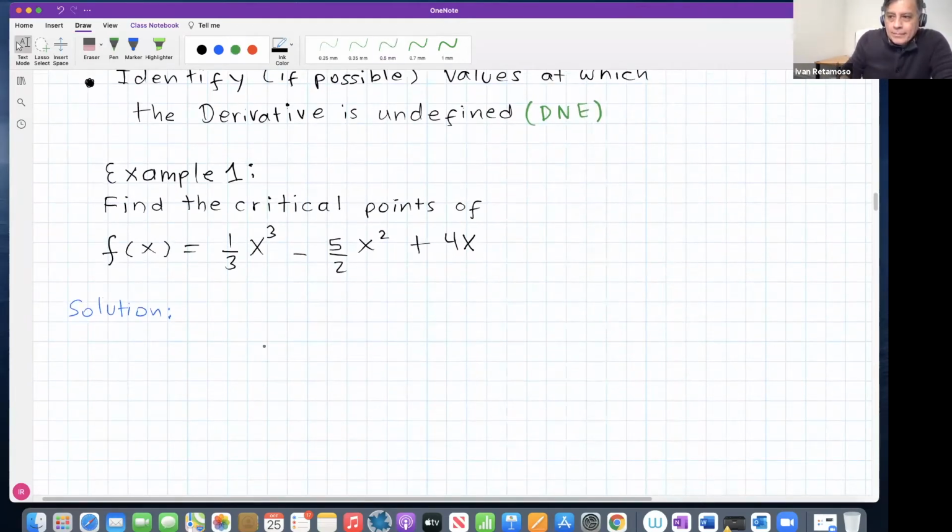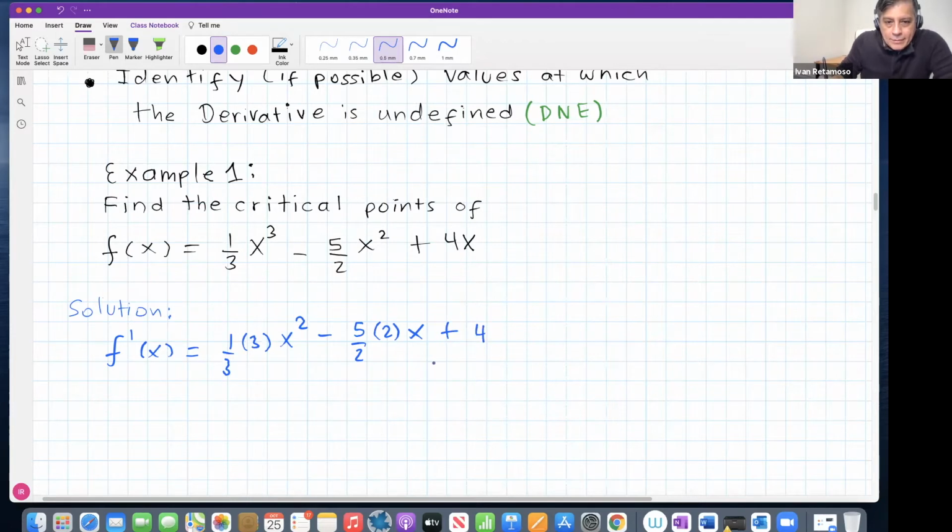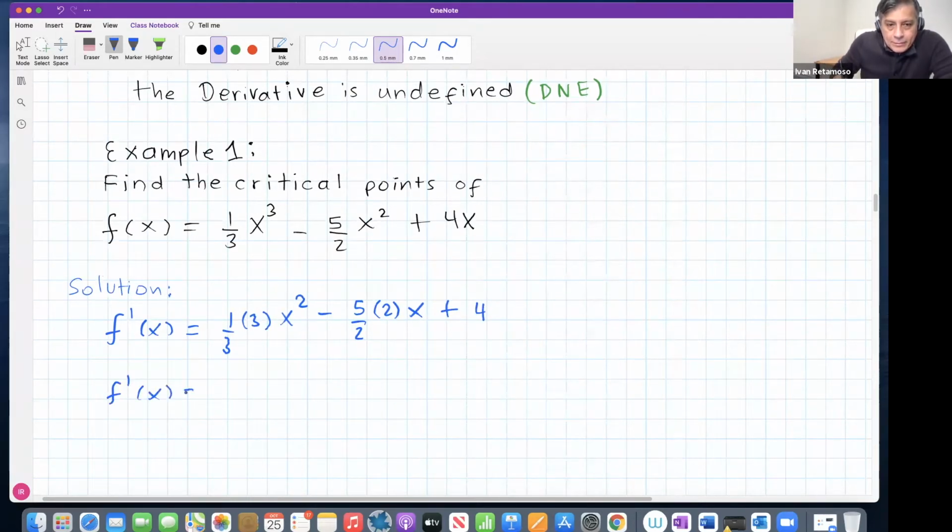So f prime of x should be equal to, notice, 3 comes down, 1 less stays here, 2. Minus 5 halves, the constant, 2 comes down, 1 less stays here, 1. I don't have to write the 1. Plus the derivative of 4x, just 4. Now, after canceling these 2, and canceling this and this, the derivative of our function is x squared minus 5x plus 4. This is the derivative of my function f of x.